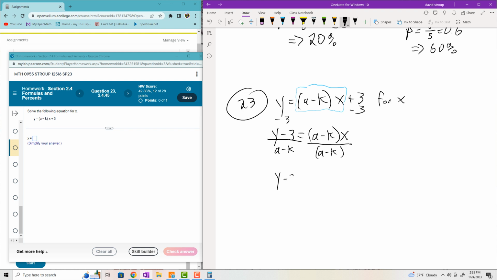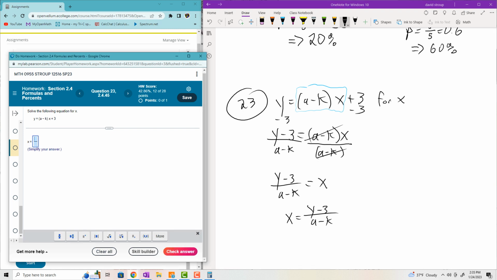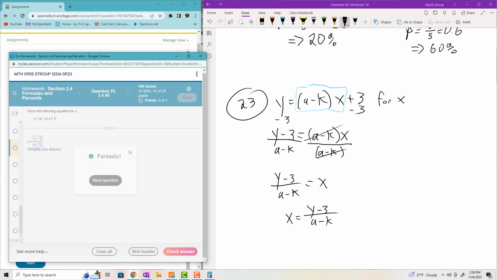So on the left, we'll have Y minus 3 all over A minus K. On the right, the A minus K's now cancel, leaving us with X. So we'll have X is Y minus 3 all over A minus K. So we'll put that in, need a fraction bar, so slash key Y minus 3, arrow down, A minus K. Check. Yay.